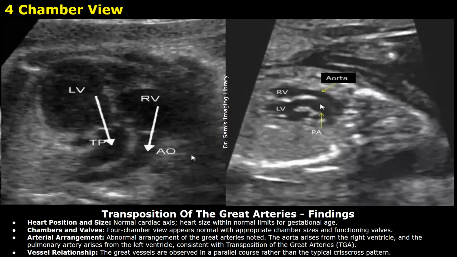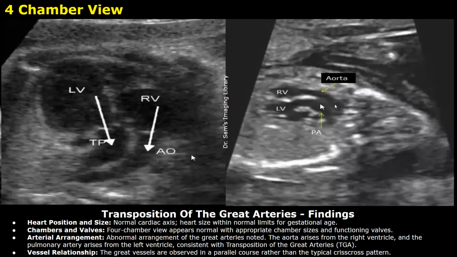Arterial arrangement: abnormal arrangement of the great arteries noted. The aorta arises from the right ventricle and the pulmonary artery arises from the left ventricle, consistent with transposition of the great arteries.